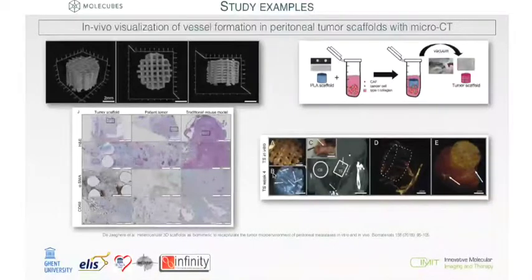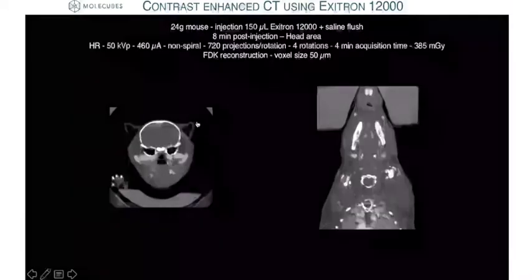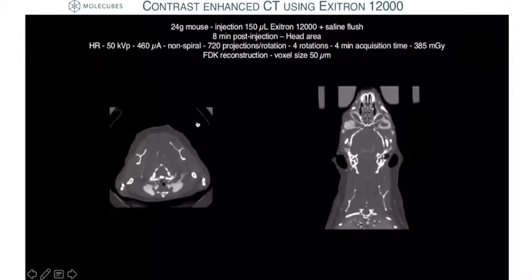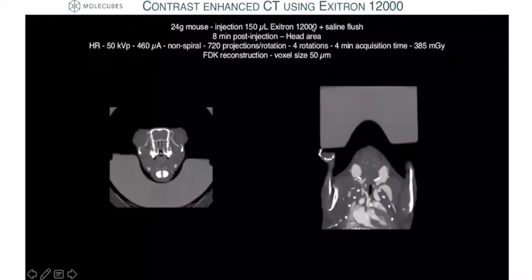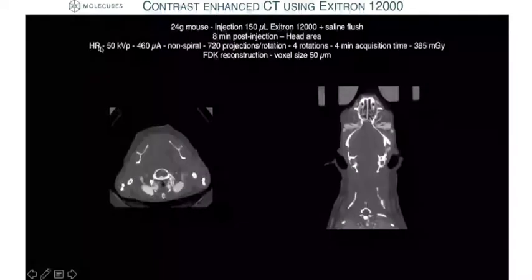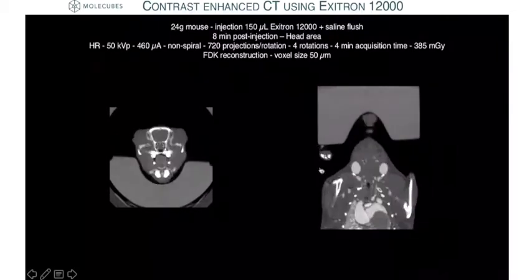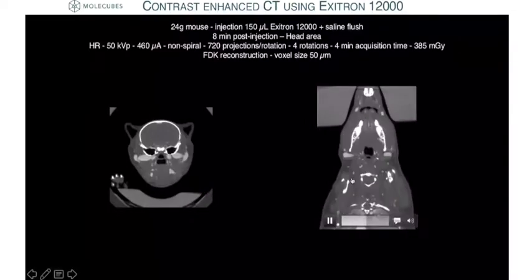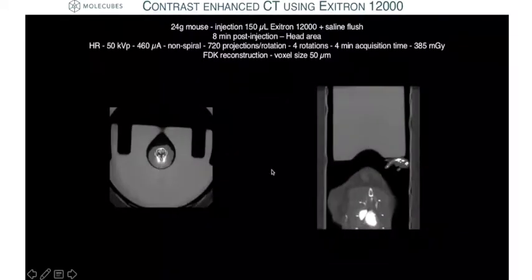Now, the question to our lab was, can we also see angiogenesis in the scaffolds? For this we decided to use contrast-enhanced micro-CT. First of all, we had to do some pilot experiments where we tested Exitron 12000. We injected Exitron 12000, and directly after injection, we started a micro-CT scan. In this case, we used the high-resolution protocol of, I think, only 4 minutes. If you look at the head and neck regions in the mice, you see very nicely the big blood vessels, but also the smaller blood vessels.